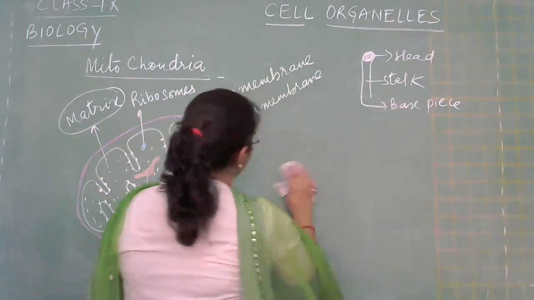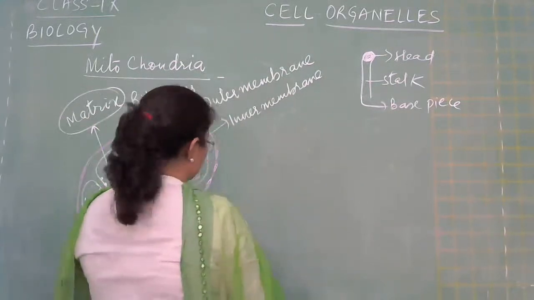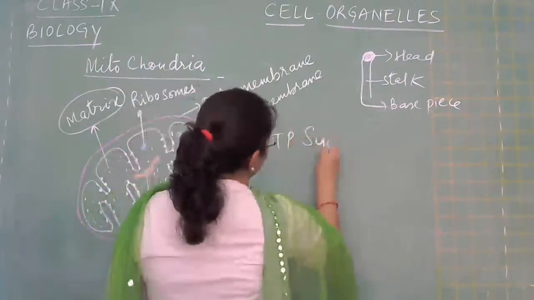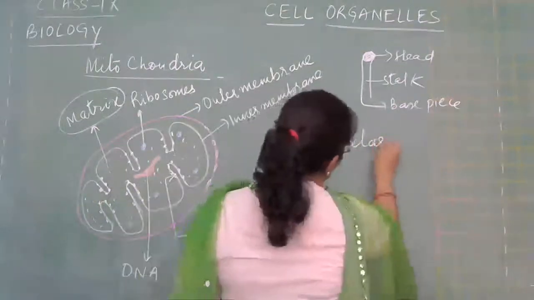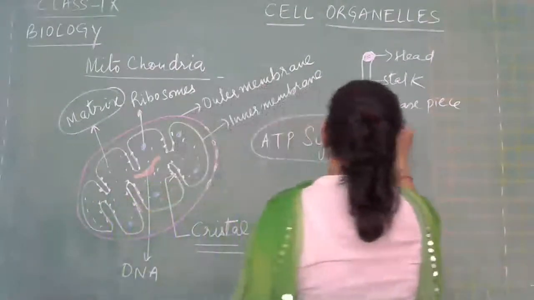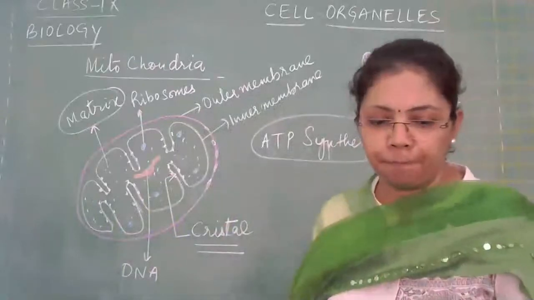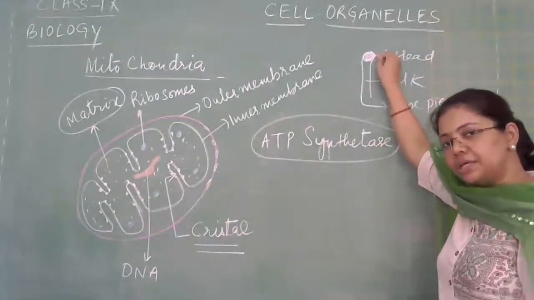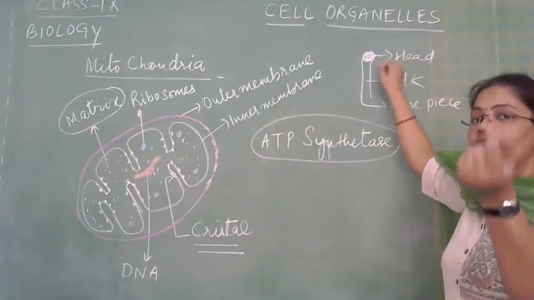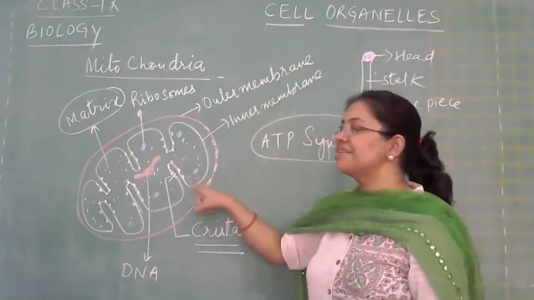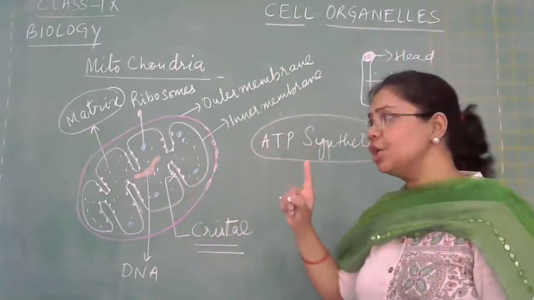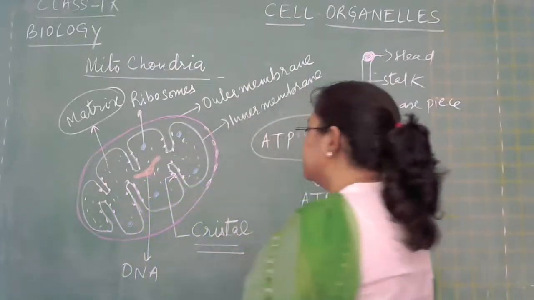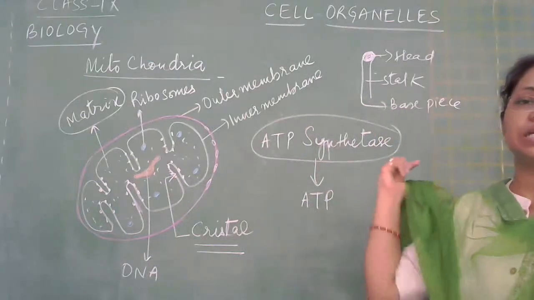enzyme, and that enzyme is ATP synthetase. That is the name of the enzyme, and that enzyme is present in the head of the oxysomes. Where are oxysomes present? Over the cristae surface, right? Now this ATP synthetase helps in the generation of the particles called ATP.